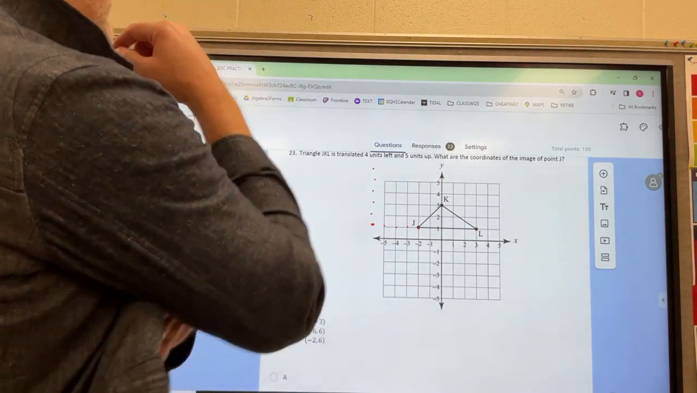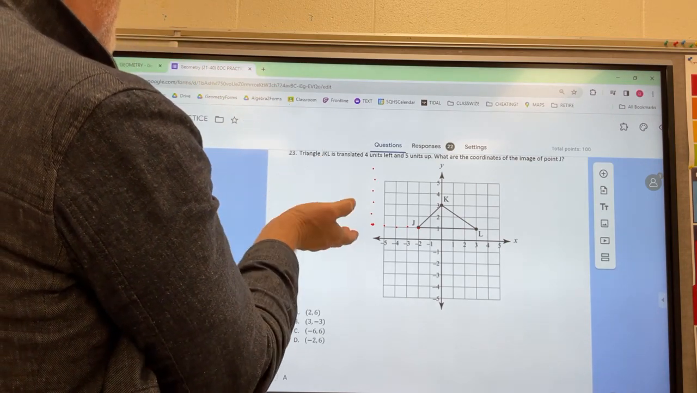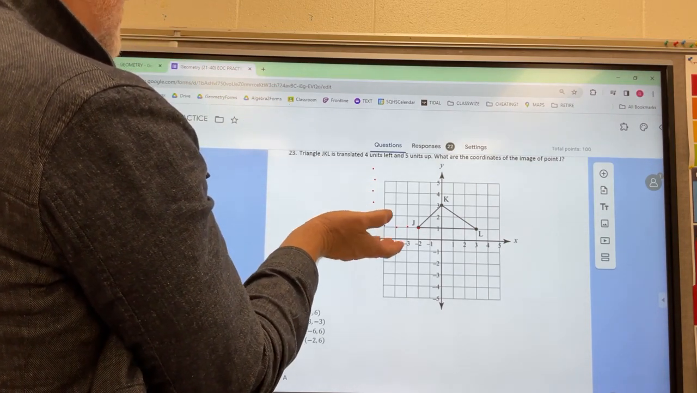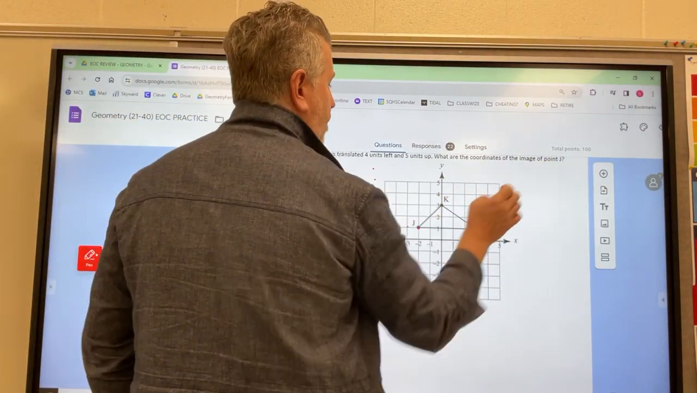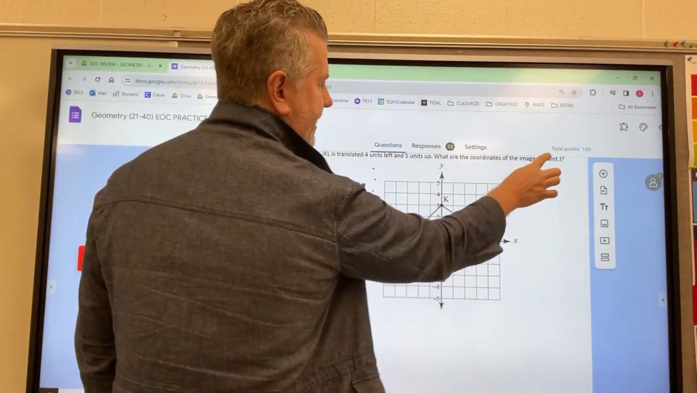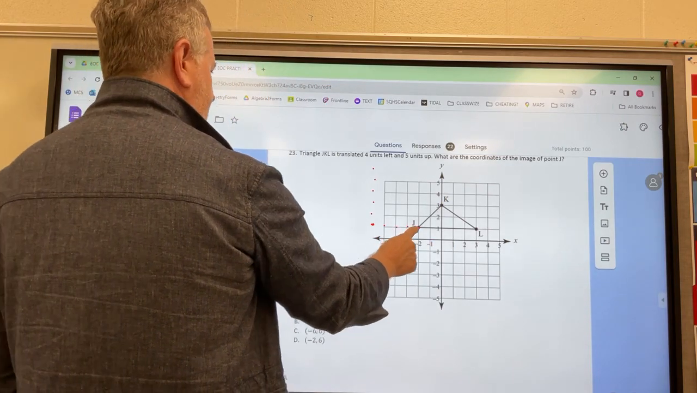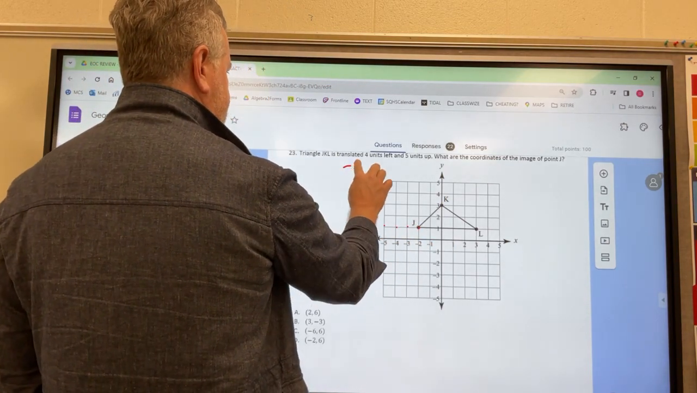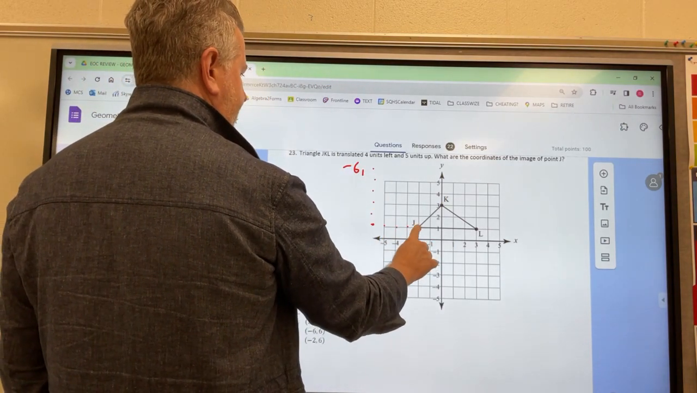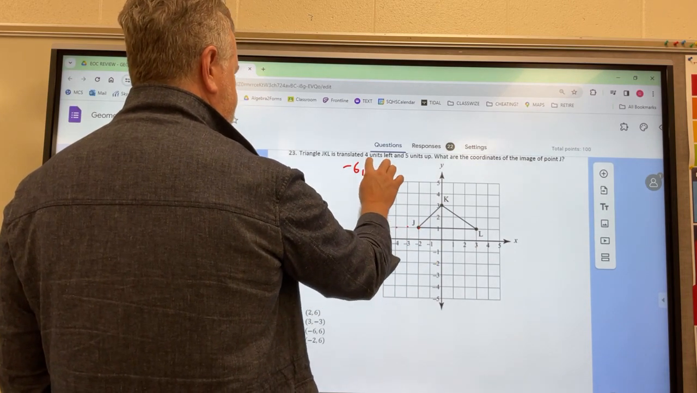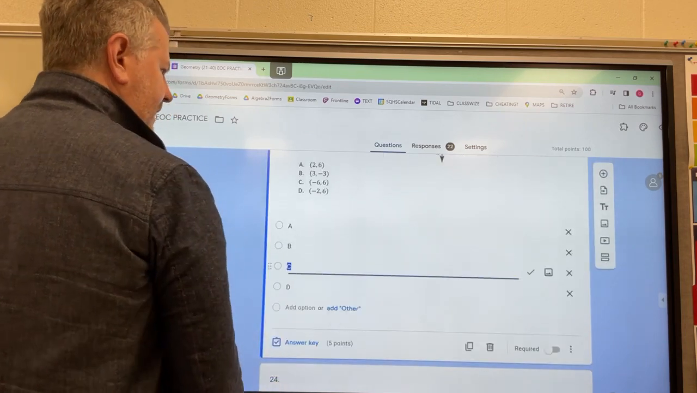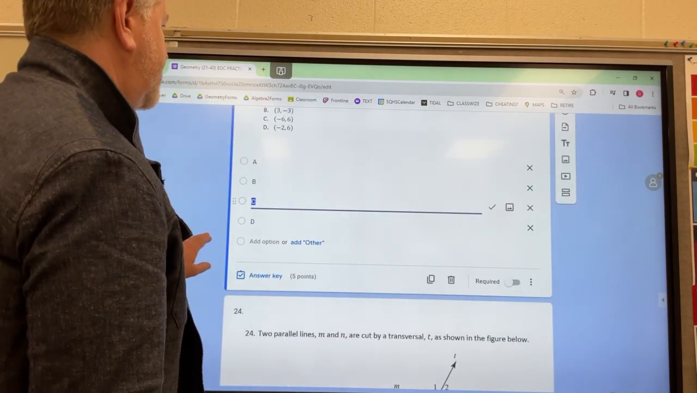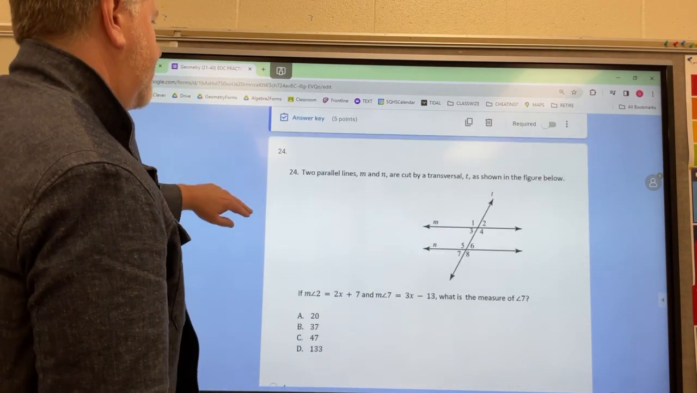Or what I was thinking is, is this the image? And that's the pre-image. No, this is the image. They should have said, what are the coordinates of image of point J prime. Maybe there is a prime up there that I just can't see. So we're going to go to -6, comma, and instead of 1, we're going to be up 5 units, so 6. -6, comma 6, so C. Kind of rude that it's off the edge of that coordinate plane that they give us, but that's okay.